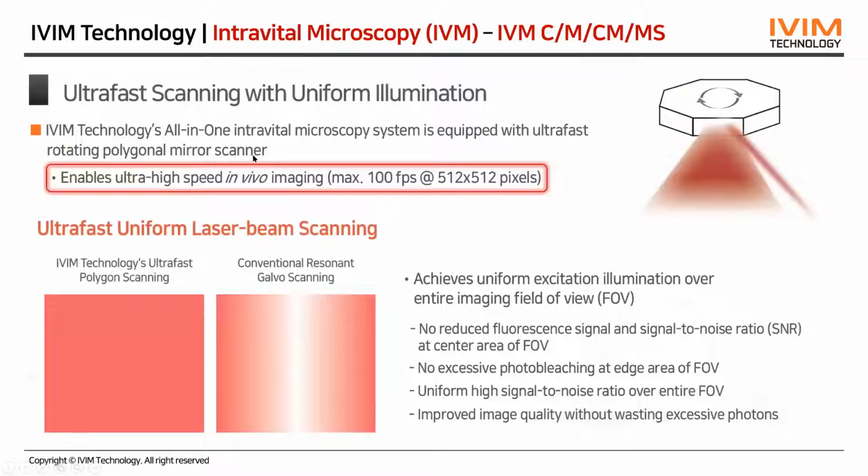All of our systems are equipped with an ultra-fast rotating polygon mirror scanner. It enables very high speed in vivo imaging. The maximum speed is 100 frames per second with 512 by 512 pixels per frame. This is the fastest microscope system available in the market for now. And by using this polygon mirror scanner, we can also achieve very uniform excitation illumination over the entire imaging field of view. This is another advantage compared to conventional resonant galvanic scanners.